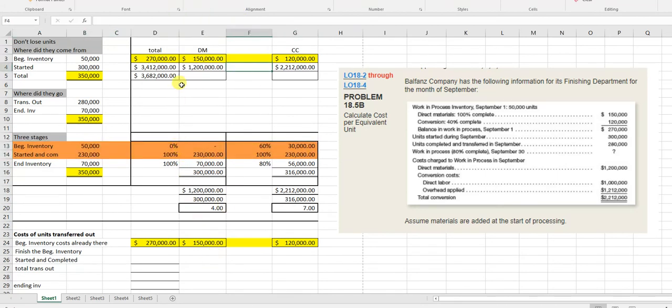Okay, so notice I bring forward what I did last period, and then I need to finish my beginning inventory.